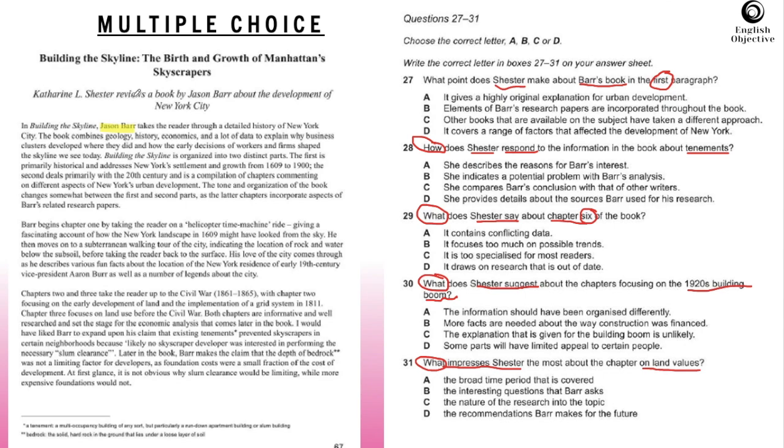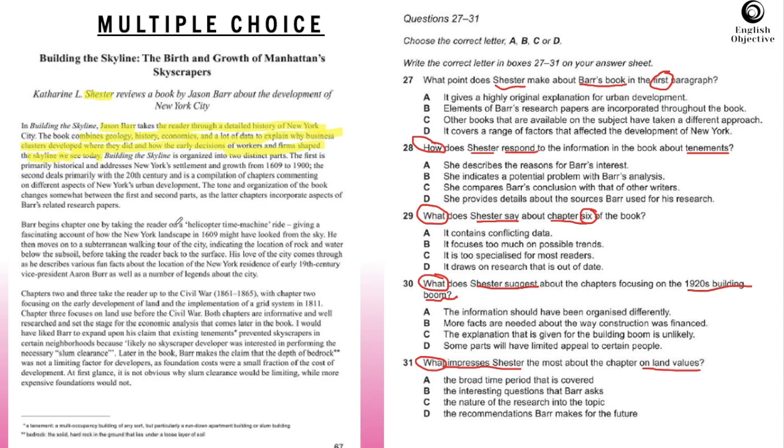Okay, so let's take a minute to understand the whole point of that paragraph and see if I'm able to remember the main idea of it. So as we can see, Chester says that this guy takes the reader through a detailed history of New York, and it combines geology, history, economics, and a lot of data to explain why business clusters developed where they did and how these decisions of workers and firms shaped the skyline we see today.